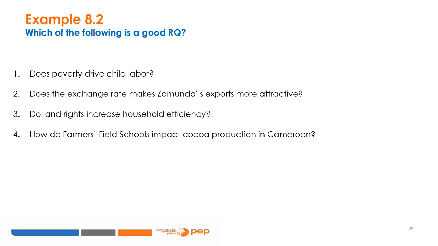Finally, the fourth question, how do farmers' field schools impact cocoa production in the Cameroon? It relates a cause to an effect, but remains vague about the nature of the impact. Are we talking about a positive or a negative impact? It also implicitly narrows the focus to a specific audience, scholars with a vested interest in the Cameroonian cocoa sector. This question is not a good research question.